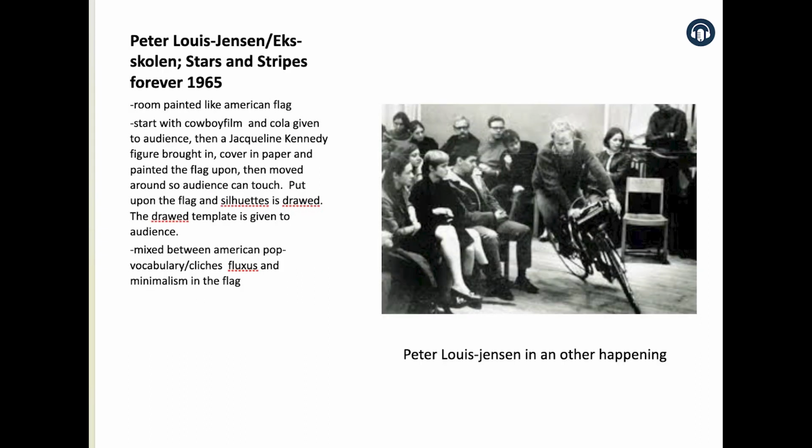And here we'll look at Peter Louis Jensen's and X-Skolen's work, Stars and Stripes Forever from 1965. He took a room and painted it like the American flag, started the performance without a cover photo, and cola was given to the audience. Then a Jacqueline Kennedy figure brought in cover paper and painted the flag upon it. Then it moved around so the audience could touch, put paint upon the flag, and silhouettes were cut throughout. The cut-out template is given to the audience, a mix between American pop vocabulary, clichés, Fluxus, and minimalism in the flag.